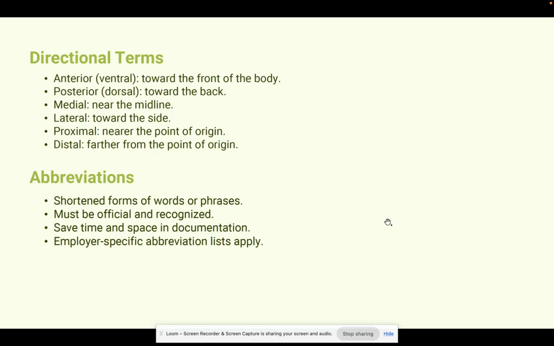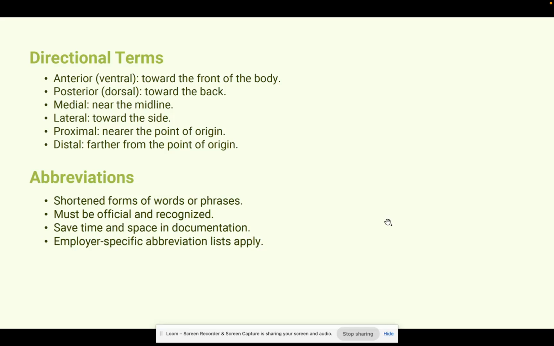Okay, next will be directional terms. So directional terms, there are just some of the common ones that we usually use. There are a lot actually. However, I only included in my slides the most commonly used ones. So when we say anterior or ventral, toward the front of the body, right? So all the front part of the body is what we call the anterior. Posterior or the dorsal is always from the back, right? It's always from the back, everything from the back.